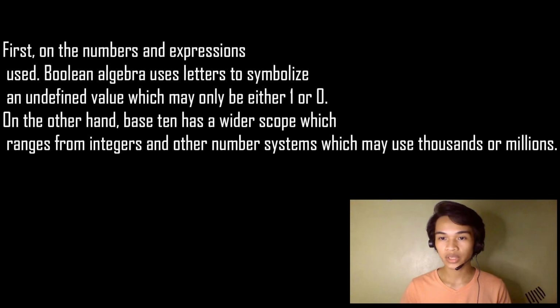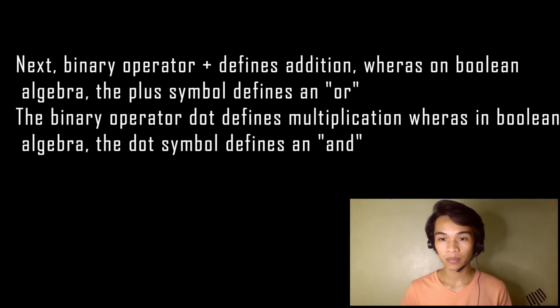On the numbers and expressions used, Boolean algebra uses letters to symbolize an undefined value, which may only be either 1 or 0. On the other hand, base 10 has a wider scope, which ranges from integers and other number systems, which may use thousands or millions. Next, the binary operator plus defines addition, whereas in Boolean algebra, the plus symbol defines an OR.